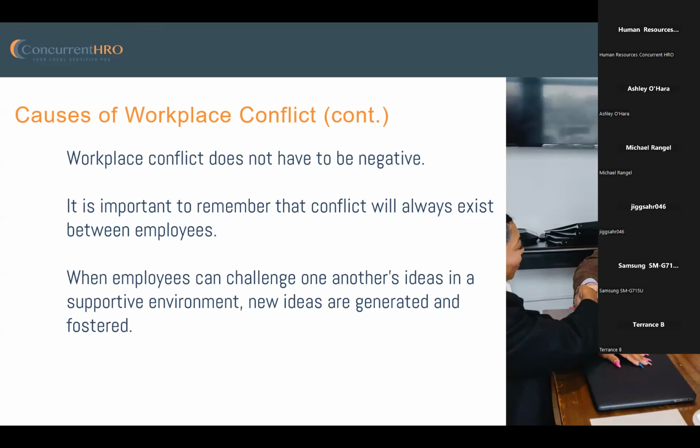Okay, and then the next point I'm going to make is that workplace conflict does not have to be negative. This is the circumstance where employees can challenge one another's ideas, but essentially you'll need that supportive environment so that conflict can turn into generation of new ideas or processes. It's important to remember that conflict is always going to exist between employees, but it's really a matter of recognizing, okay, this is just different points of view on something, and then making a positive outcome out of this.